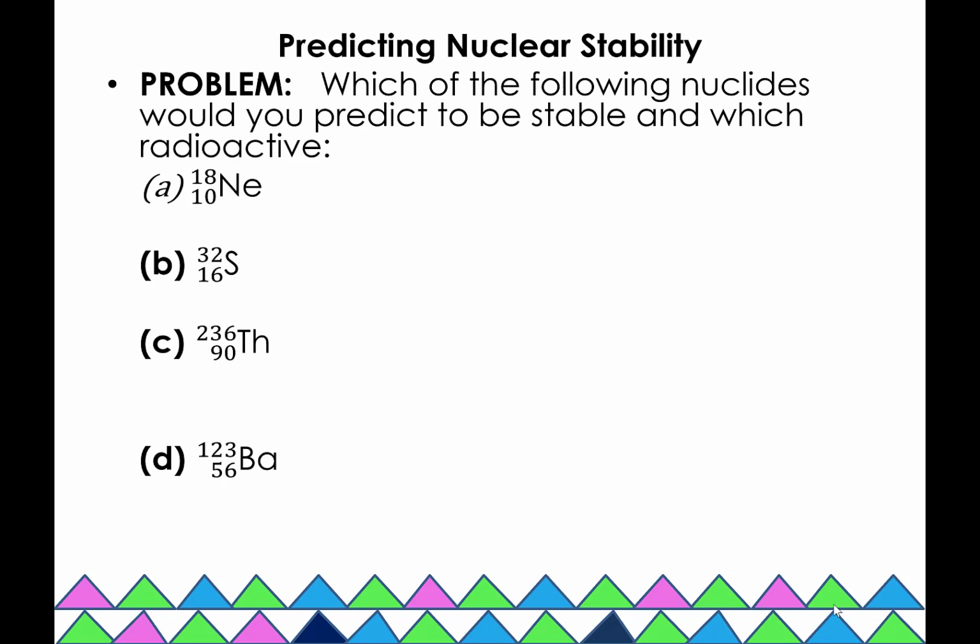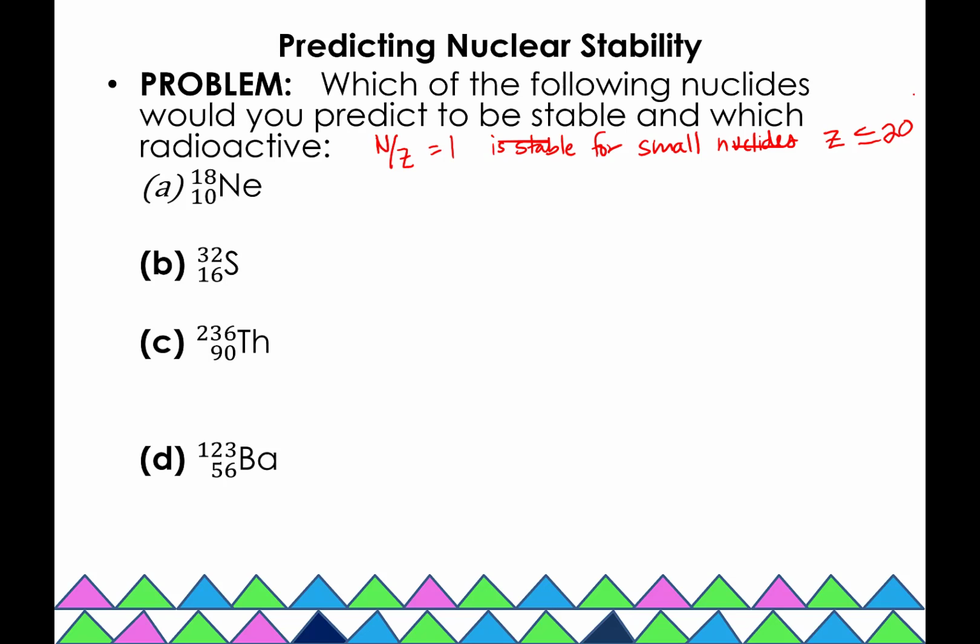So this problem says, which of the following nuclides would you predict to be stable and which would be radioactive? So remember that we said that an N/Z ratio equal to 1 is stable for the small nuclides. And when we're talking about small nuclides, we're specifically talking about Z less than or equal to about 20 protons. So anything calcium or smaller is going to follow this N/Z equal to 1.